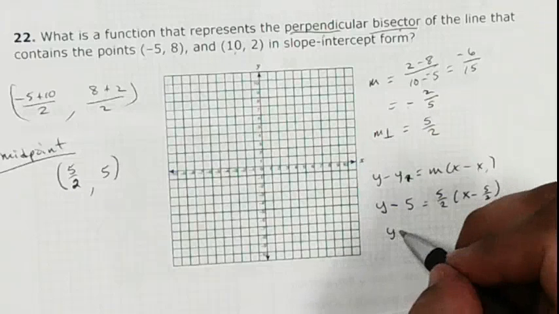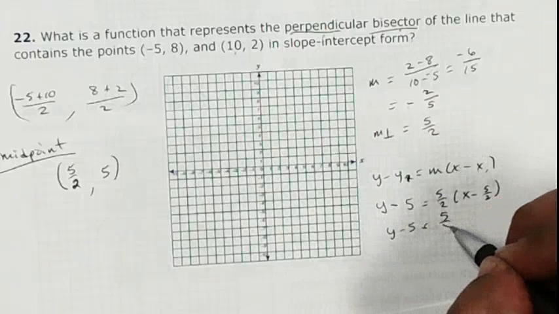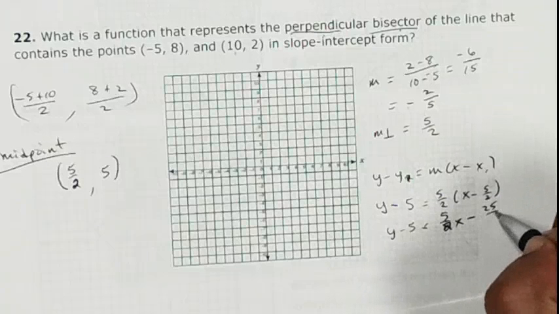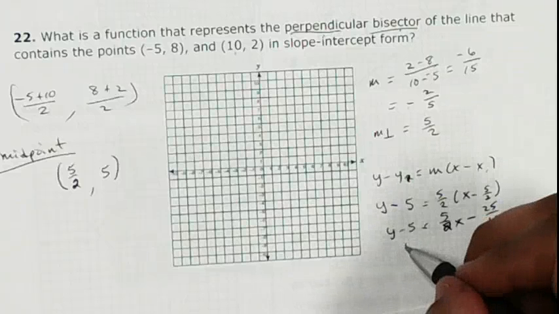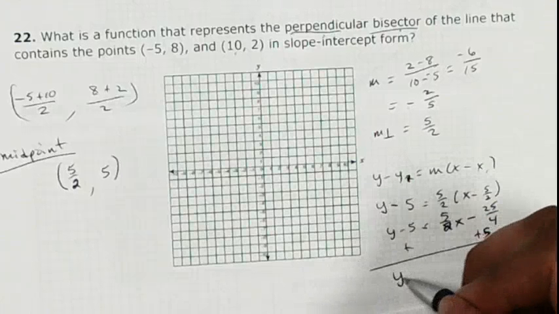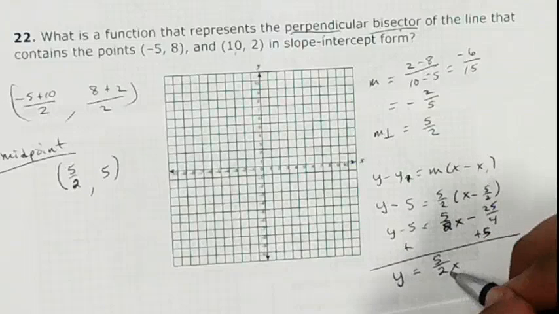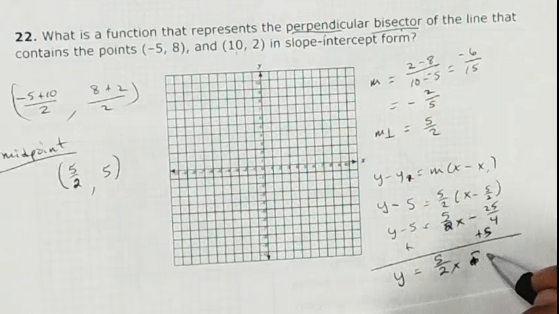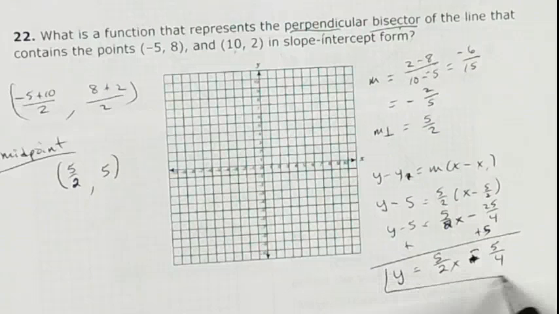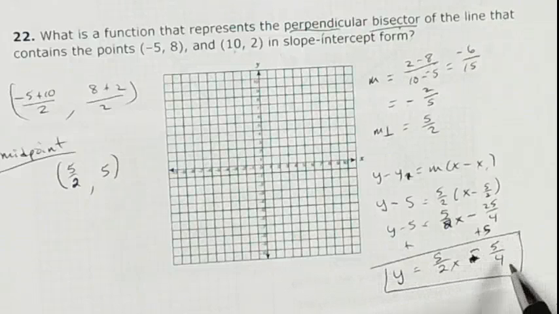So when I distribute, I get y minus 5 is equal to 5/2 x minus 25 over 4. Then I want to add 5 to both sides. y is going to equal 5/2 x minus 5/4. And it did say you wanted it in slope-intercept form, so that would be my right answer. y equals 5/2 x minus 5 over 4.